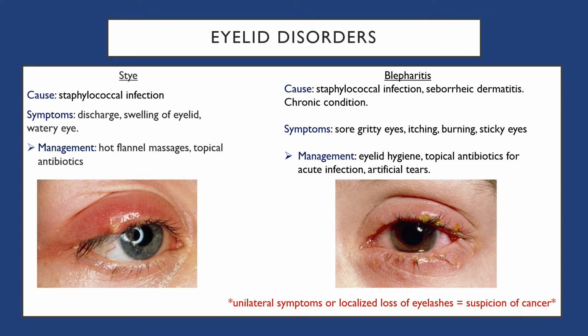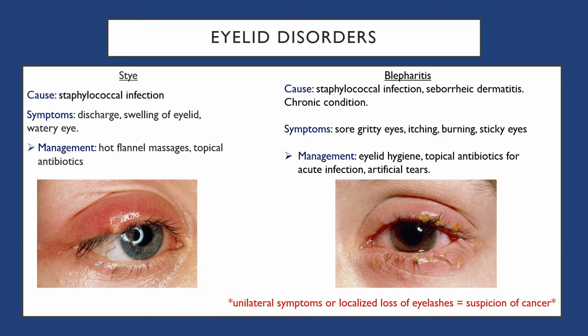So the way that this works is you put a hot wet towel essentially over the eye and slowly massage it, and this helps express out that discharge and relieve the pain associated with it. You can also get blepharitis, which is inflammation of the eyelid itself. This can be caused by staphylococcal infection or by seborrheic dermatitis, and it's quite often a chronic condition that patients have to manage over the long term.